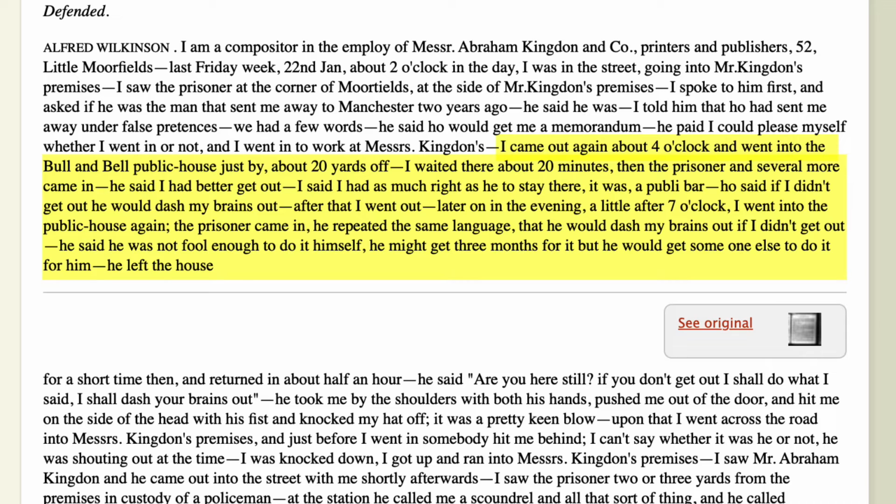Later on that evening, a little after 7 o'clock, I went into the public house again, and the prisoner, or the defendant, right, Moody, came in. He repeated the same language. He said he would dash my brains out if I didn't get out. And he said he was not fool enough to do it himself. He might get 3 months for it, but he would get someone else to do it for him.